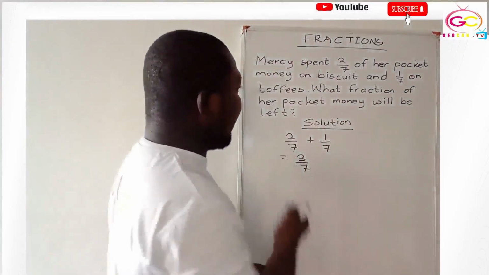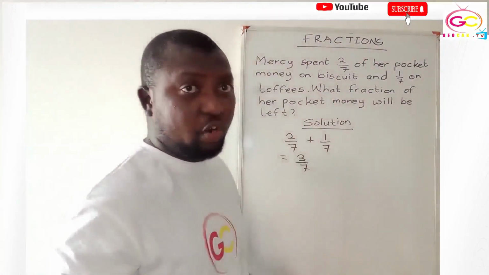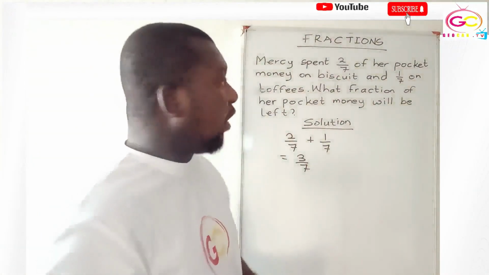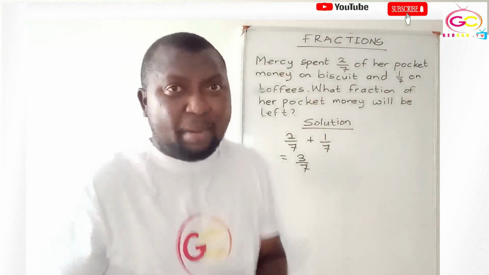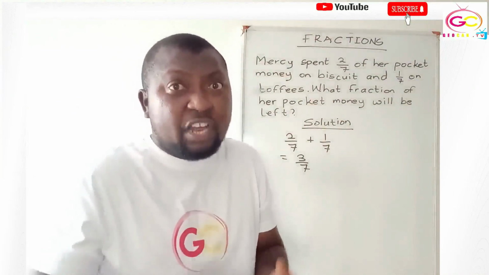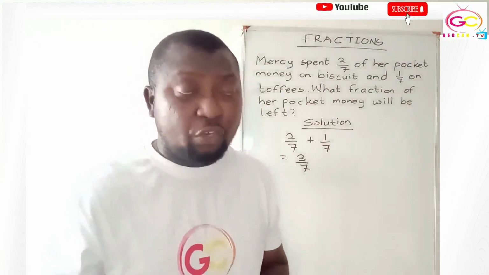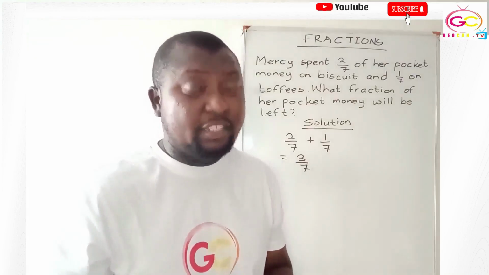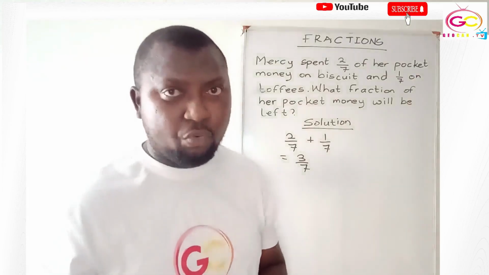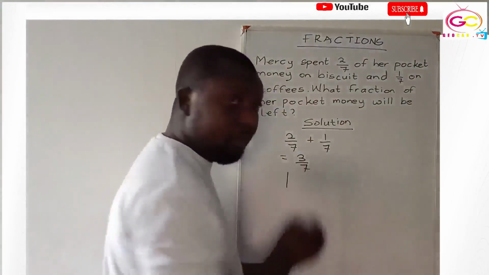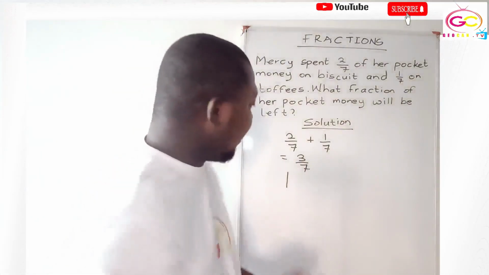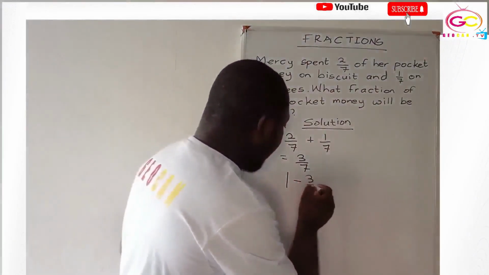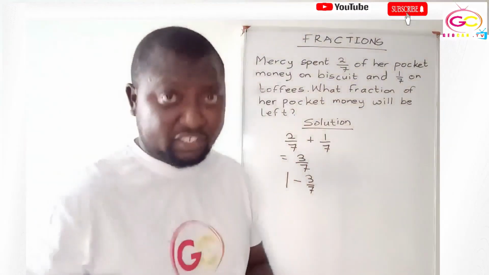But the question is seeking for the total fraction of the pocket money left. So now, since we know the fraction spent, it becomes easy, right? Now, remember I said fraction is always a part of a whole, and that whole is always represented as 1. Please take note of that. That whole is always represented as 1. Please, it's so essential. That's a critical rule. So now it's 1, right? That whole is 1 minus the fraction spent, which is what? 3/7. If you're able to do that, we'll know the fraction left, right?